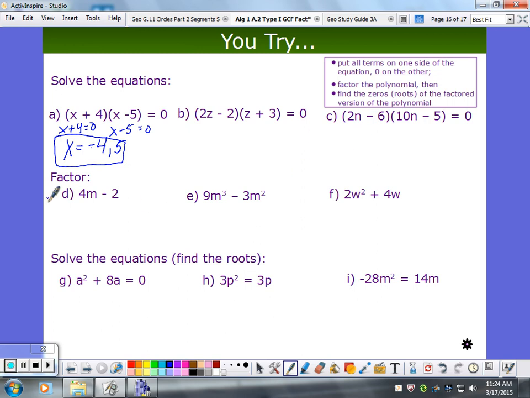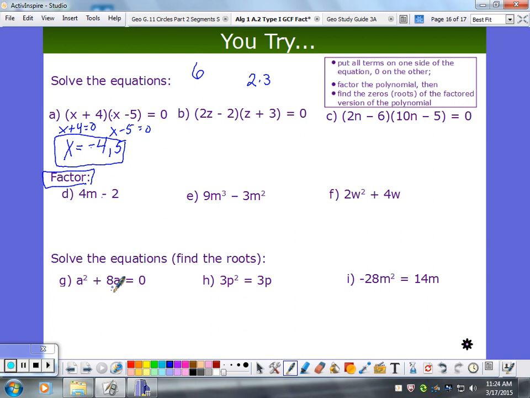Now this part here, it just says factor. What does that mean? If I said factor 6, what do I want to see? 2 times 3. I want to see what polynomial we multiply. This is where you look for the greatest common factor. Now this is solve. To solve, you factor to solve. It's combining these 2 steps.